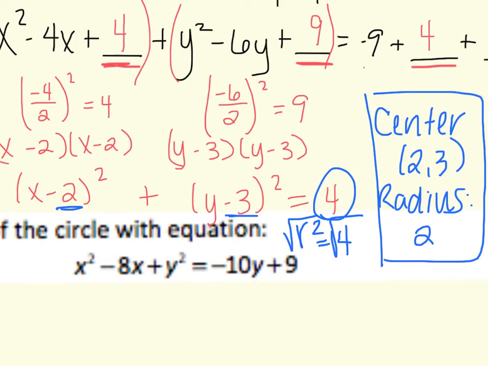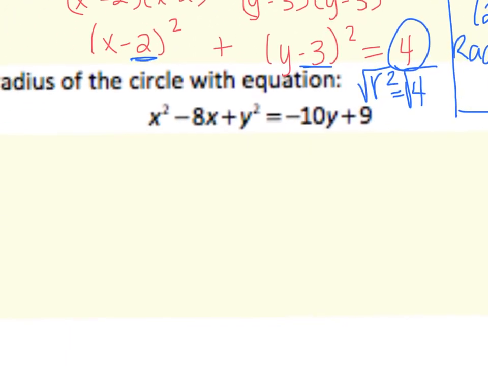On your note sheet, I want you to try this on the second one. Get everything equal, get x's and y's on one side, so I'd move that negative 10 over first, and then see if you can complete the square. Go ahead and try it, pause the video, and then play it when you're ready.